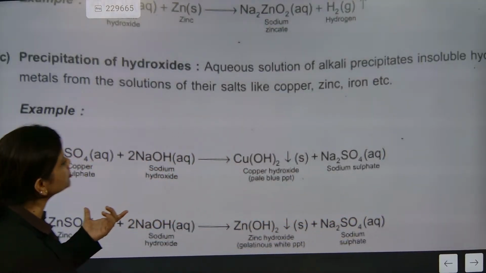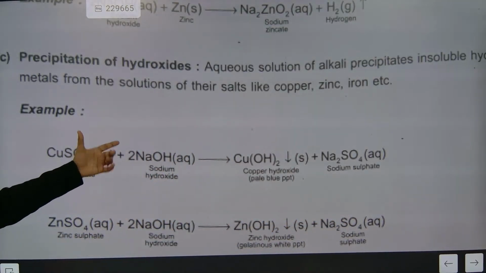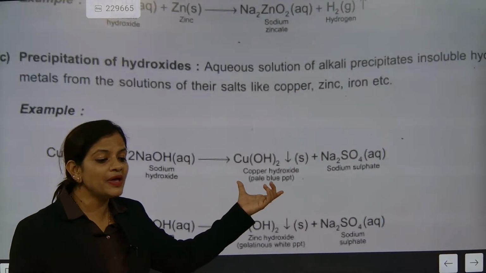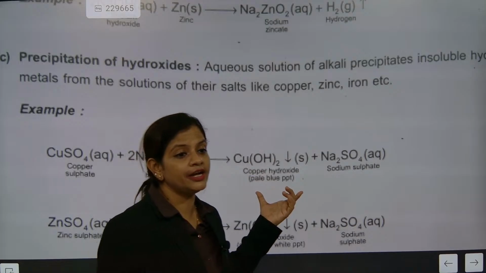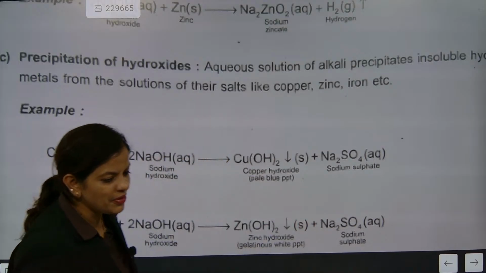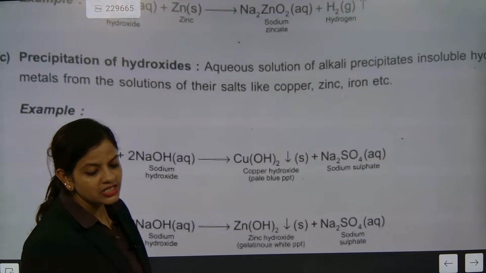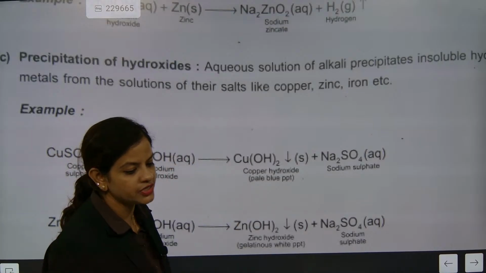This is what type of reaction? A precipitation of hydroxides. Here also we are making what? We are making a base. And are these bases solid or liquid? Solid, in PPT form. These are PPT. Please write down this one. We will not have time, so we will write very short, because after that we will start the question and answer session.